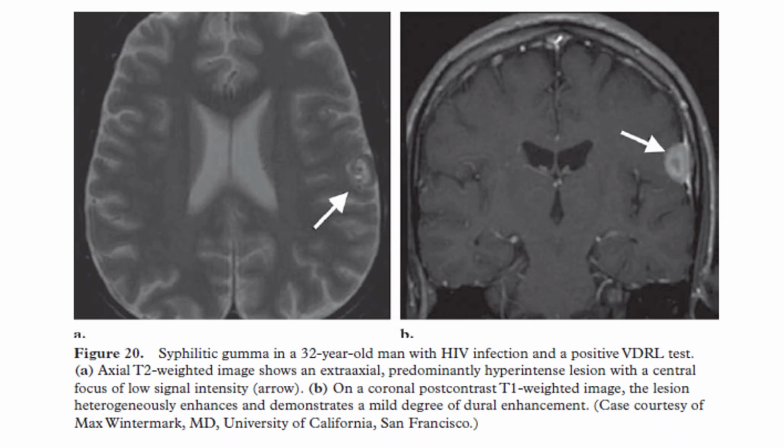Here we can see syphilitic gumma in a 32-year-old man with HIV infection and positive VDRL test. First image, axial T2 weighted image showing an extraaxial, predominantly hyperintense lesion with a central focus of low signal intensity. Second image, on a coronal post-contrast T1 weighted image, the lesion heterogeneously enhances and demonstrates a mild degree of dural enhancement.